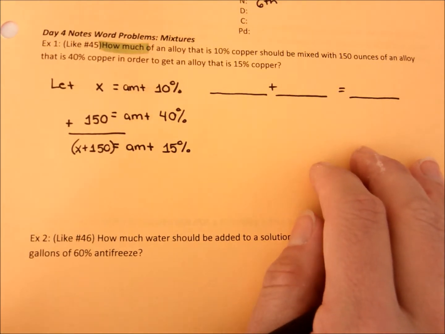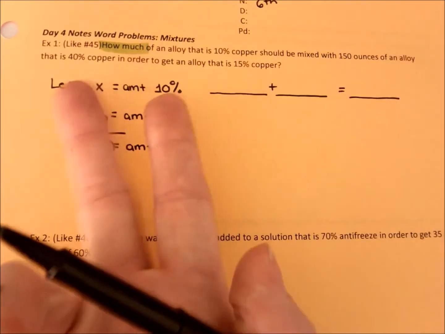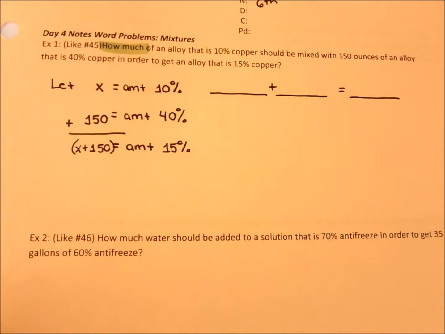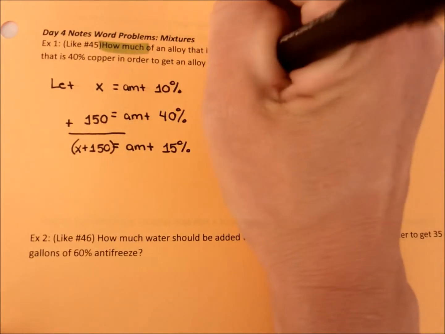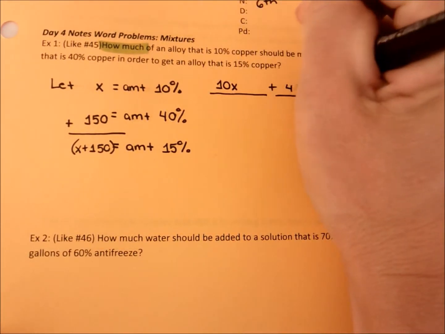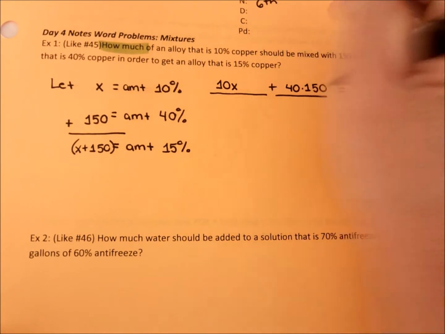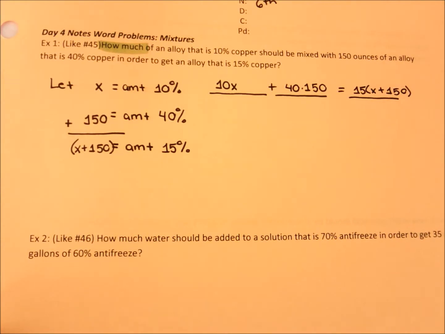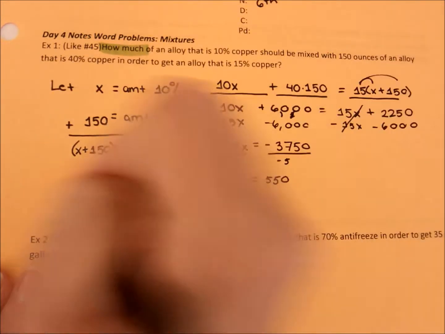All right, and now we're ready to just take those straight into our equation. So we have these 2 together, these 2 together, these 2 together. Okay, Mr. Stoughton, would you set up our equation for us, please? 10x plus 40 times 150 equals x plus 150 times 15. Good job.